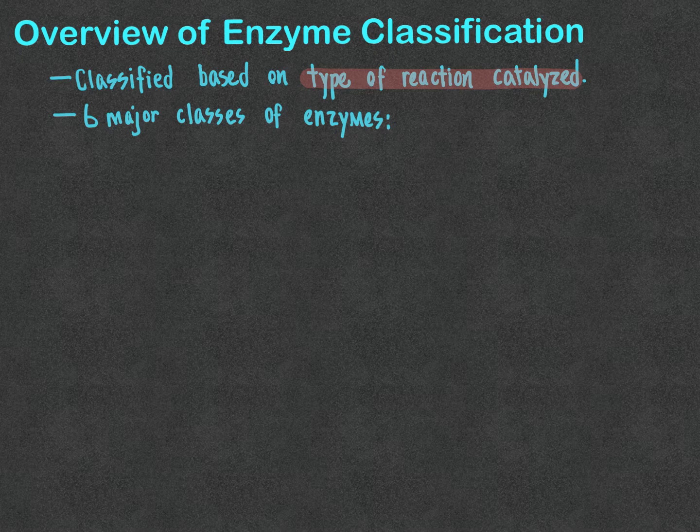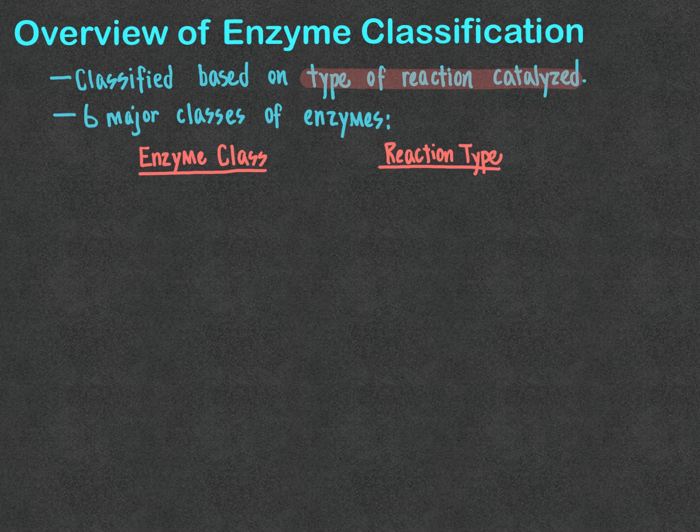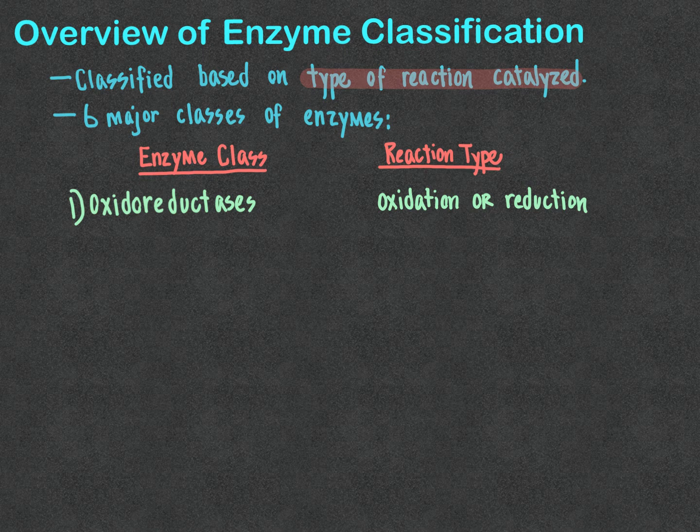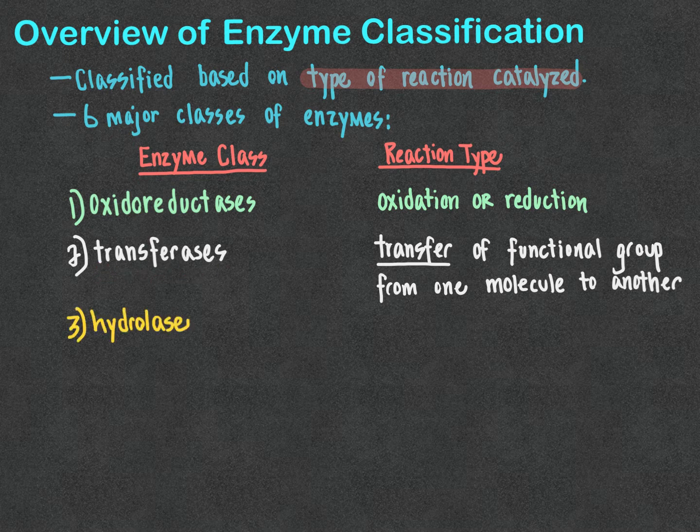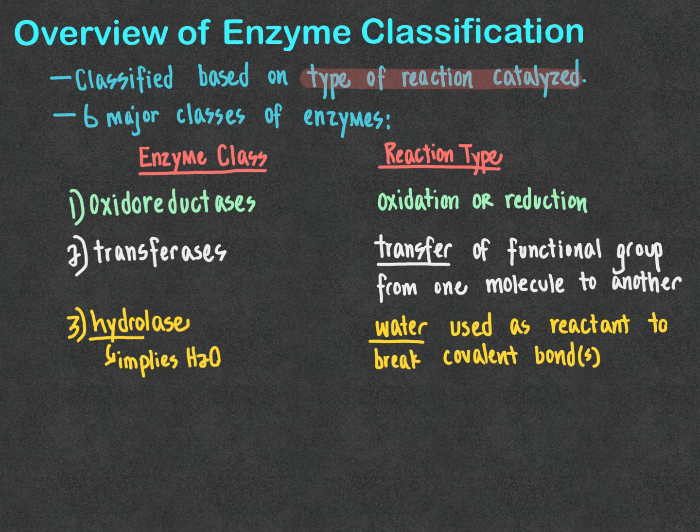Those 6 classes of enzymes are oxidoreductases, which are going to catalyze oxidation or reduction, as the name oxidoreductase implies. Transferases, which will catalyze the transfer of a functional group from one molecule to another, hence earning them the designation transferase. Hydrolases, with that hydro for water embedded, are reactions where the enzyme catalyzes the use of water as a reactant to break a molecule into 2 separate final products.